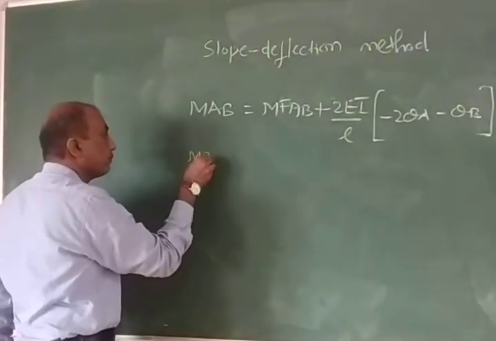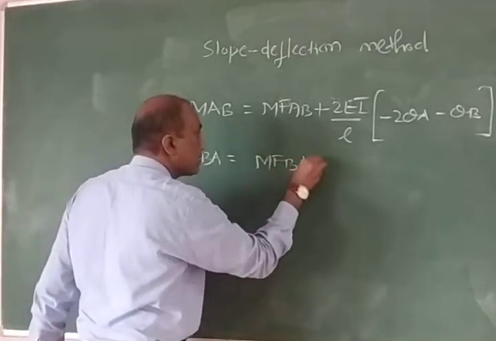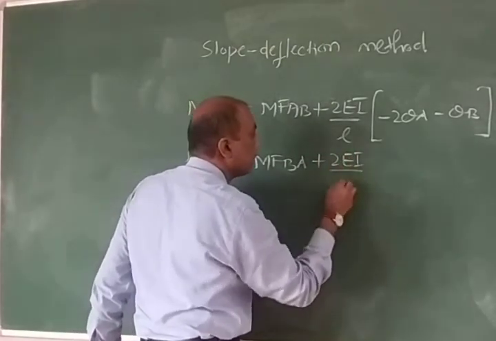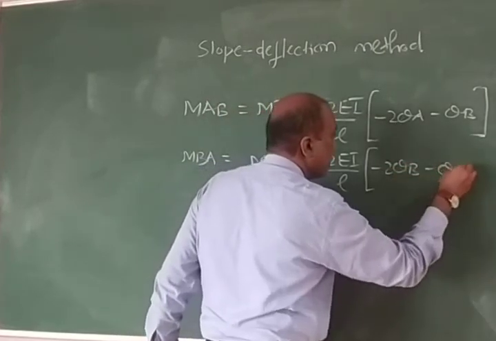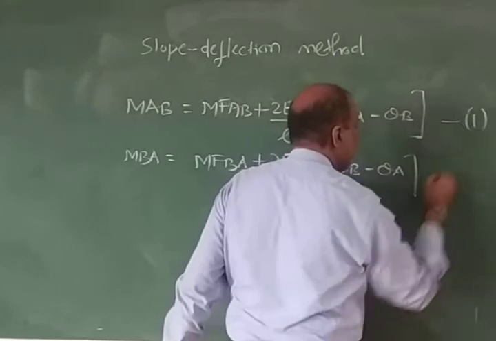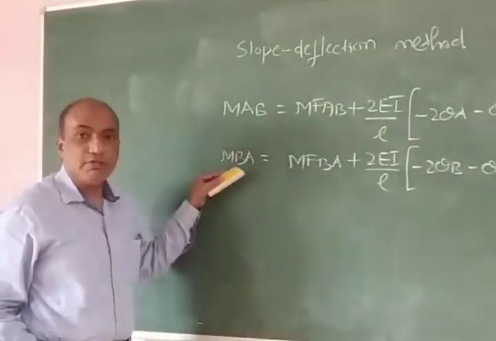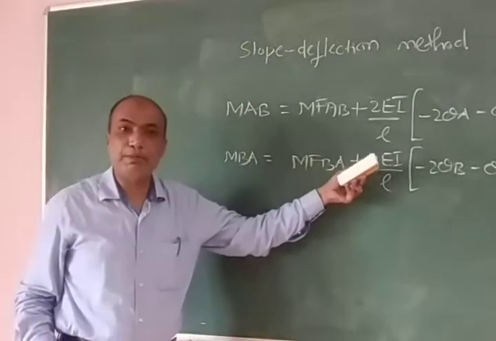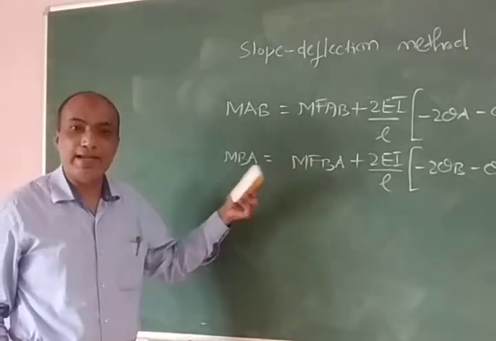MBA is MFBA. I will explain this. What is meaning of each and every item here. Minus 2 theta B minus theta. These are the slope deflection equations. I call this as equation 1 and this equation 2. And these equations are written for member AB. Similarly, you can write for member BC, MBC and MCD. You can write for member CD, MCD and MDC.